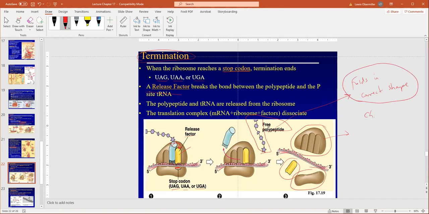And we talked about this in chapter 5. The secondary structure and tertiary. And so you can go back to chapter 5 and take a look at that. But that's what's going to happen to this protein. It has to fold in the right shape so that it has the right function.